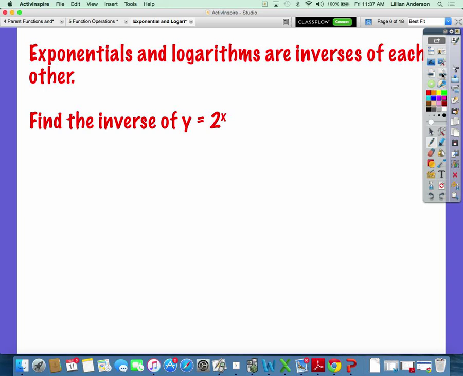Moving forward. Like I already said, exponentials and logs are inverses of each other. So what we're going to do is find the inverse of y equals 2 to the x. And we're going to do that algebraically as a nice little review of functions.